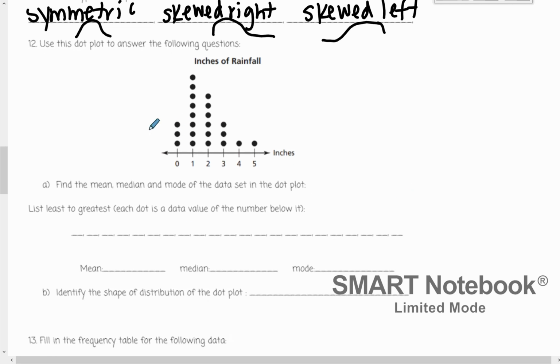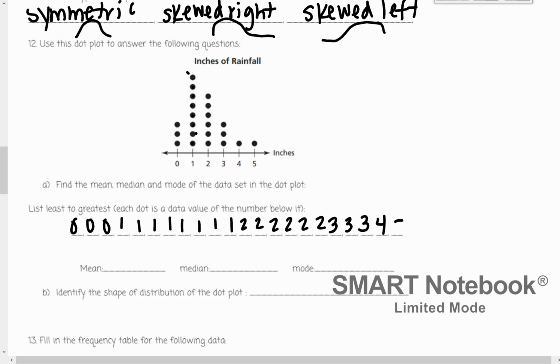So we have 0, 0, 0. Then we have 1, 2, 3, 4, 5, 6, 7, 8 ones. I'm going to count that one more time to make sure. 8. Yep. We have 1, 2, 3, 4, 5, 6 twos. 3 threes. 1, 2, 3, a 4, and a 5.